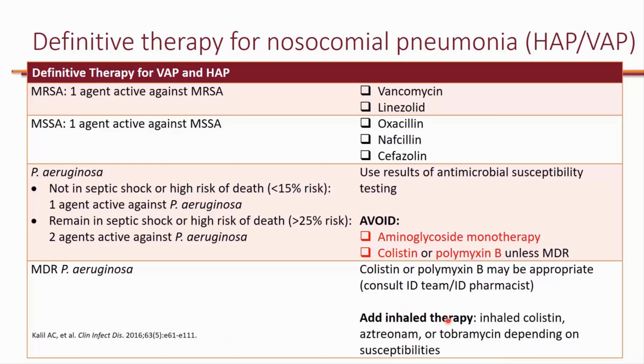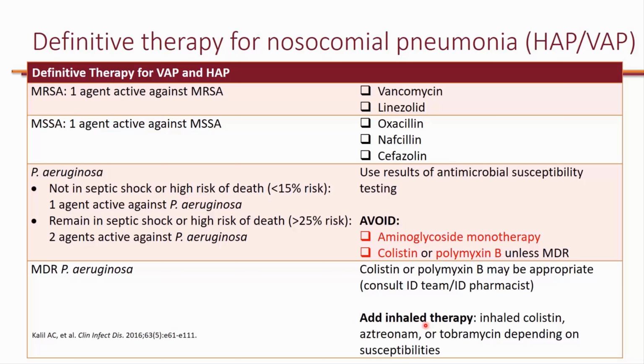So one of the problems is penetration to the lungs. It's difficult for many of these antibiotics to actually get to the site of infection, so inhaled therapy will actually deliver the antibiotics to the site of infection, which is the lung. But inhaled therapy should never be monotherapy. It's always an add-on. So you add it to your IV therapy.